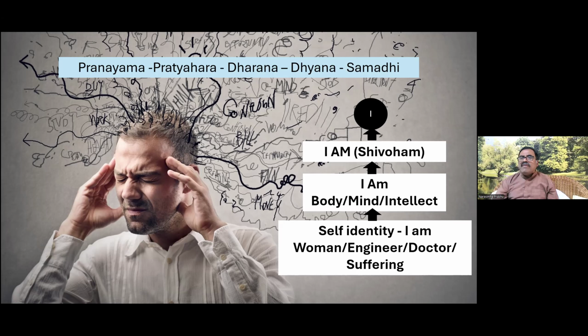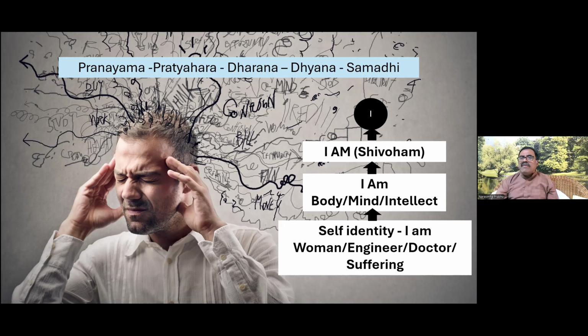I am body, mind, and intellect. If you hold on, I'm suffering for the job, I'm suffering because of relationships. All those thoughts will be absorbed in "I am body," which is a higher level truth compared to "I am suffering."